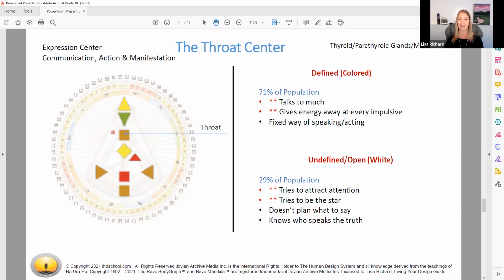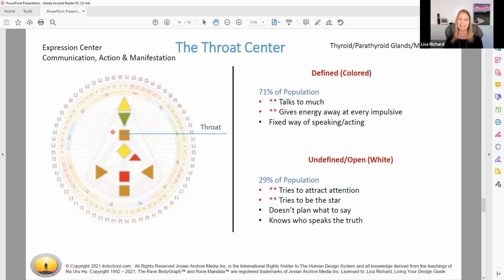As a result of that, the 71% of us that are defined, we're colored in, there's a tendency to talk way too much. And it's just that energy trying to escape itself, is trying to express who it is. It may be trying to do a lot of action. You might find yourself walking really, really fast, running around, trying to get a lot of things done when you're feeling a lot of that energy in your body.